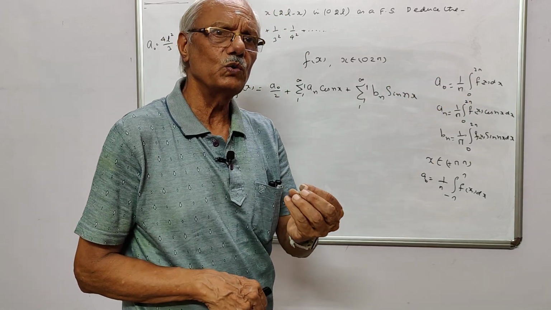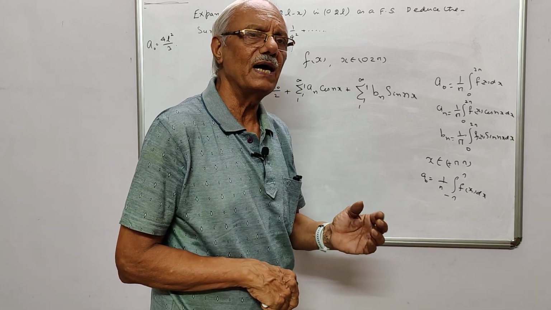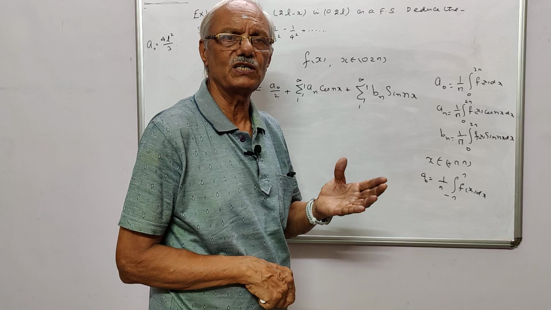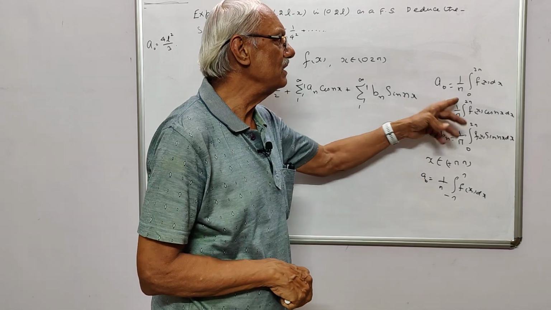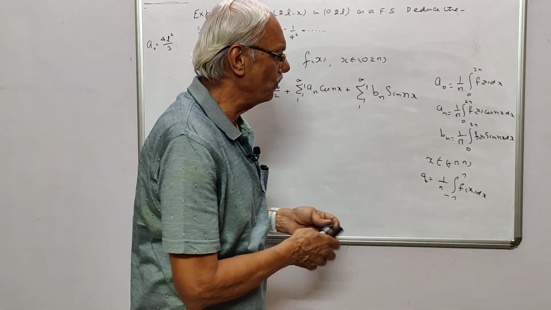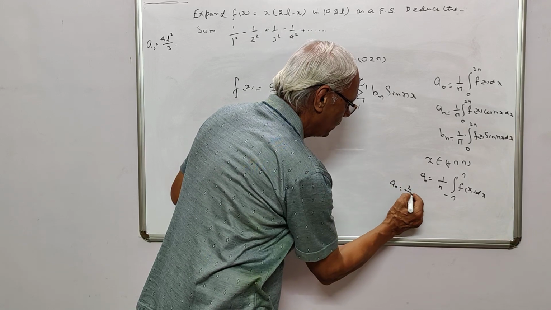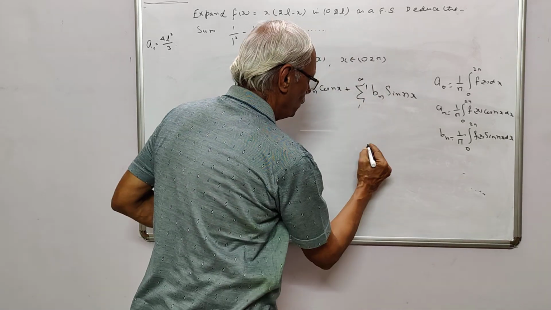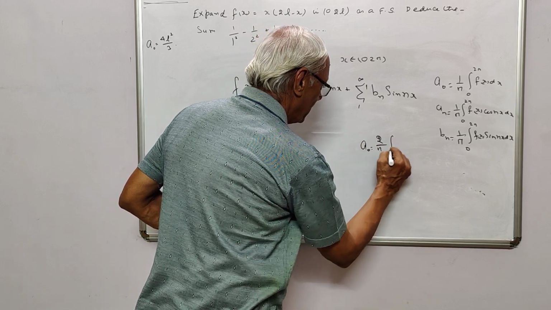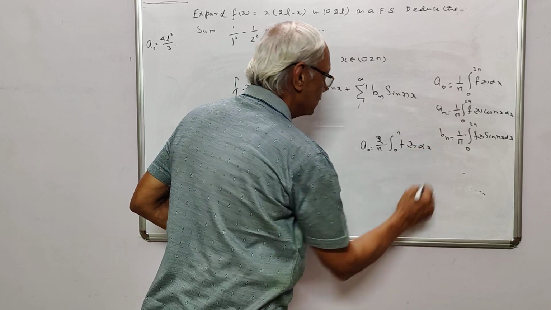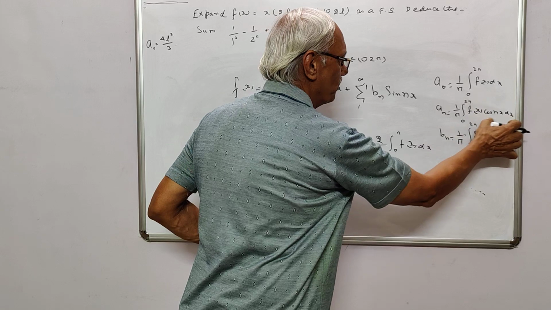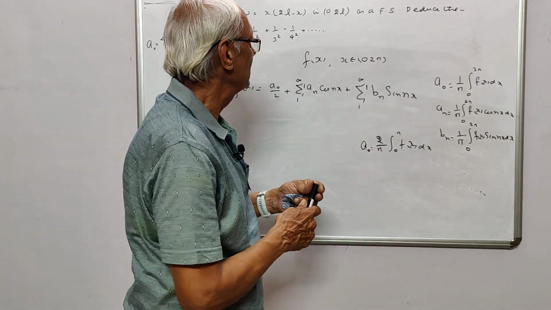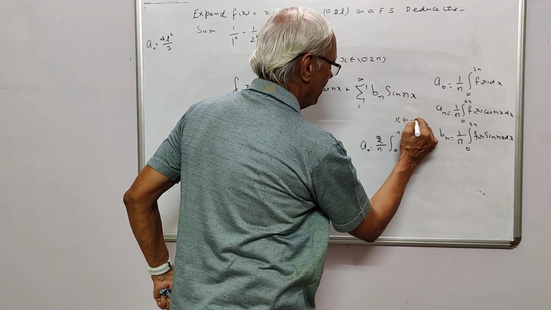So when it comes to integration over minus pi to plus pi, the integral will become 0 if the given function is an odd function, and if it is even, it is 2 by pi times the integral from 0 to pi. You can write this as a0 is equal to 2 by pi integral 0 to pi f of x dx. When it is even, your a0 will be 2 by pi, integral 0 to pi f of x dx. For an also it is the same, 2 by pi, 0 to pi. So this is what you get when x belongs to minus pi to plus pi.